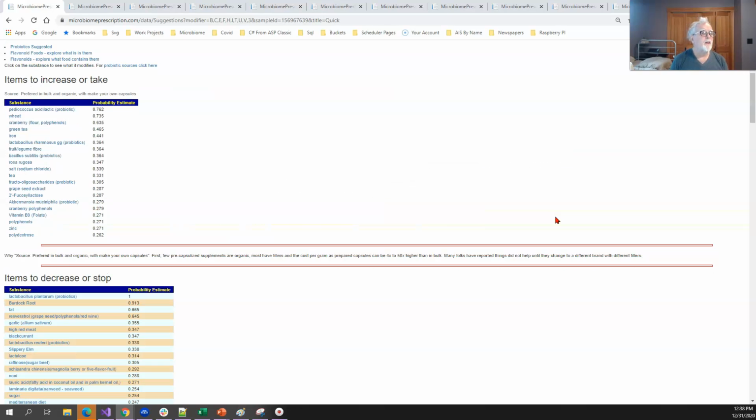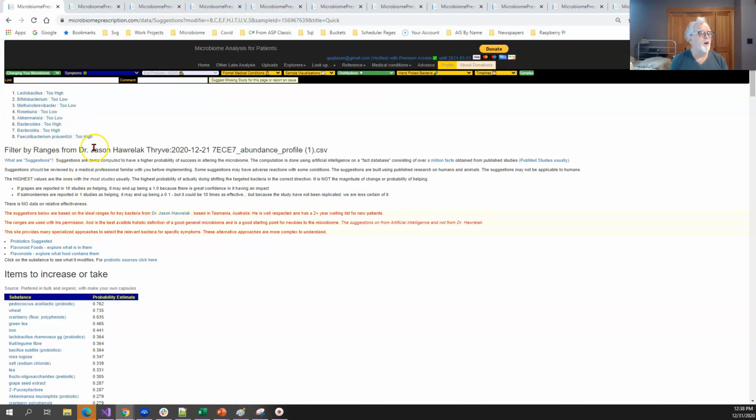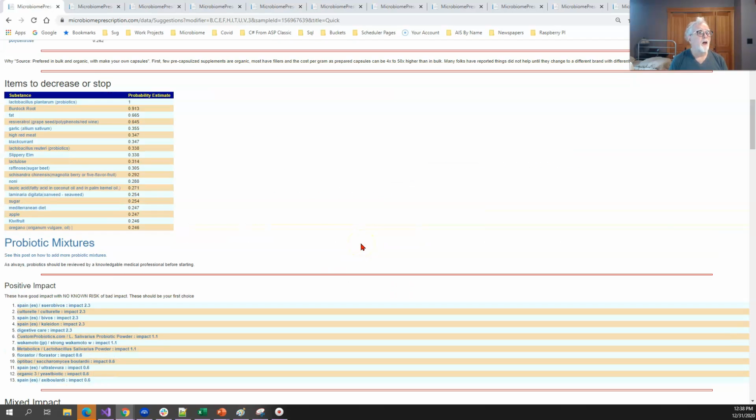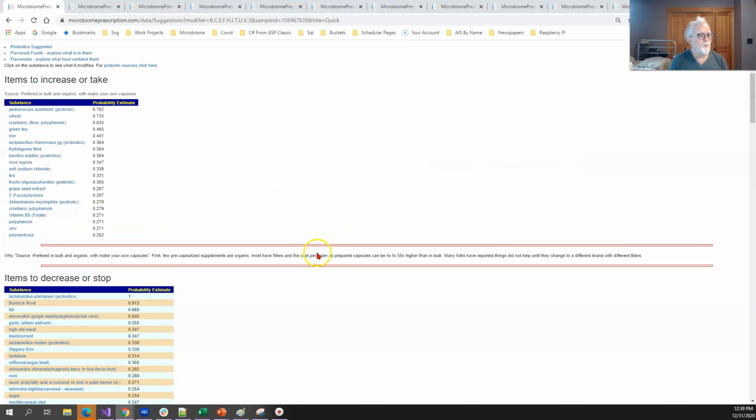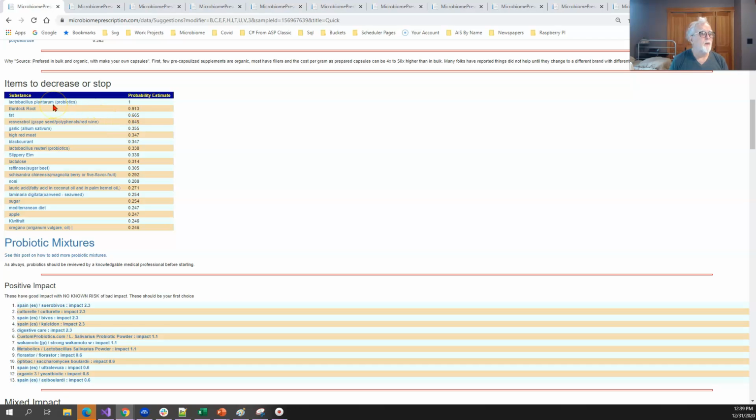And what we have here is things which are suggested to increase: cranberry flower, green tea, iron, a couple of particular probiotics, food, probiotics, etc. So all of these are things that will have an impact on causing those shifts. Items to start is Lactobacillus plantarum, which is a different probiotic, which we should cut back, fat, resveratrol, etc.